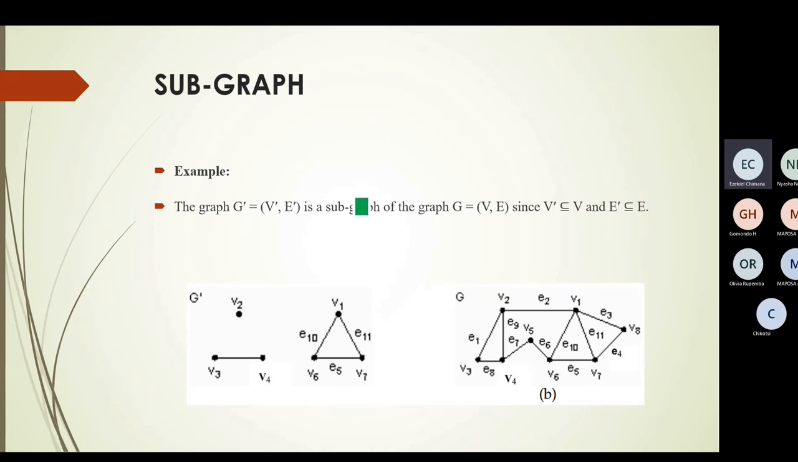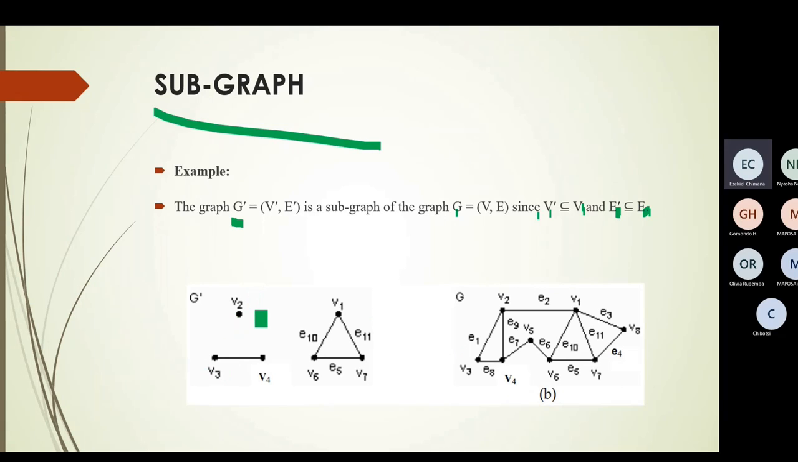So here I've got an example of a subgraph. We've got the graph G prime, which has V prime and E prime. I was saying graph G prime is a subgraph of the graph G, since V prime is a proper subset of V, and E prime is a proper subset of E.